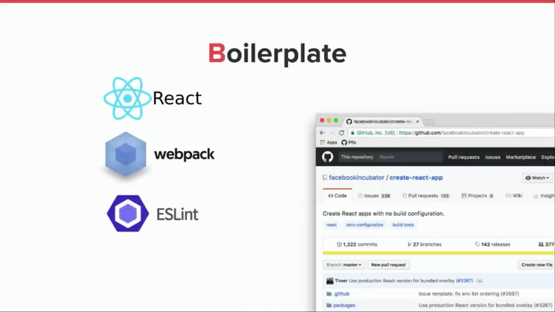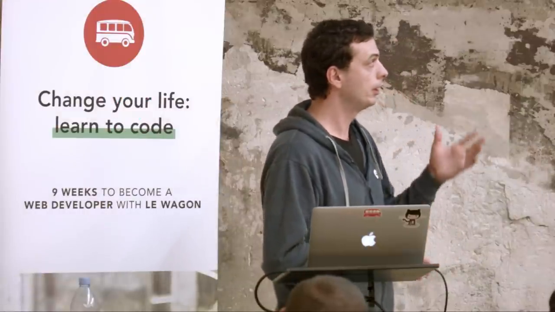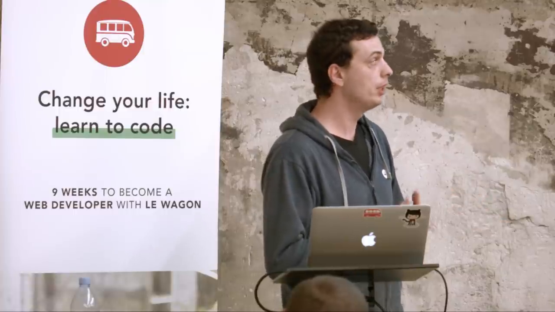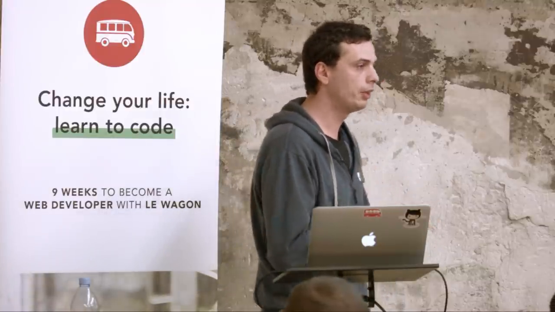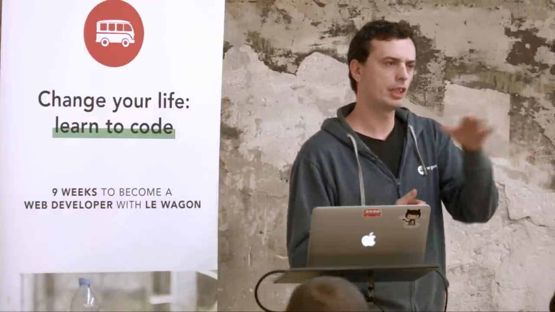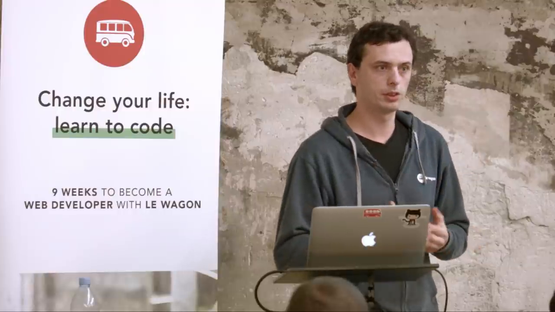Then we have ESLint. Do you know ESLint? So ESLint, if you do Ruby, maybe you know Rubocop. So Rubocop is a tool to check your style and to check your Ruby code. ESLint is the same, so it's a linter. It's a tool to help you write better JavaScript. Basically, it will check your code every time that you change something, and it will tell you, okay, so line 5, you have this kind of error. For instance, if you forgot a space before a parenthesis or this kind of stuff.